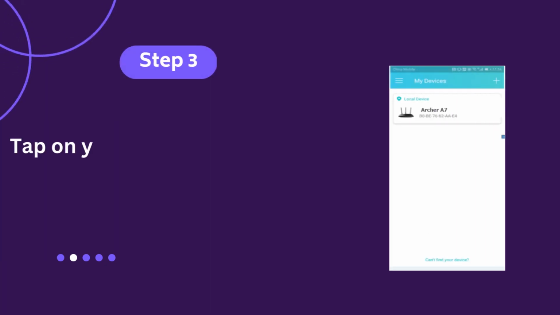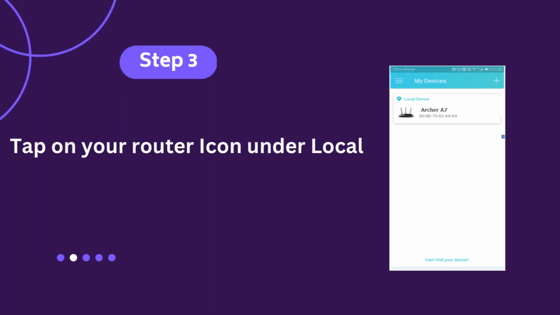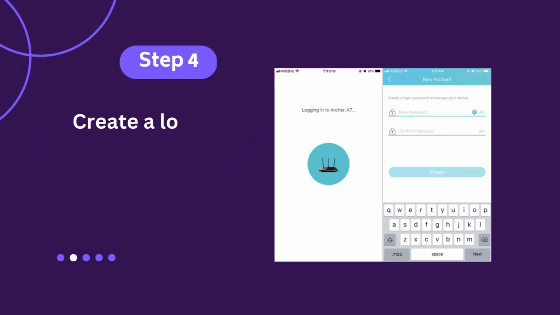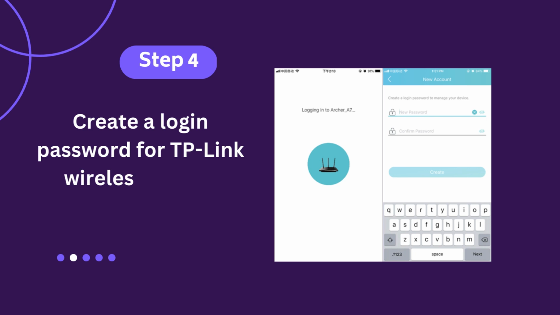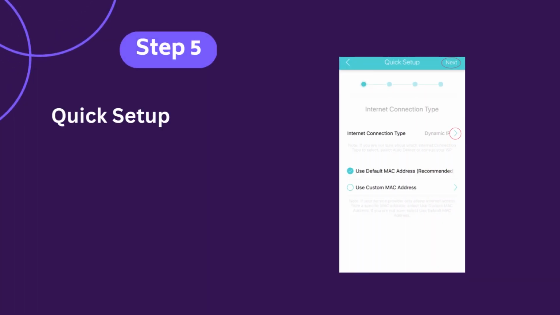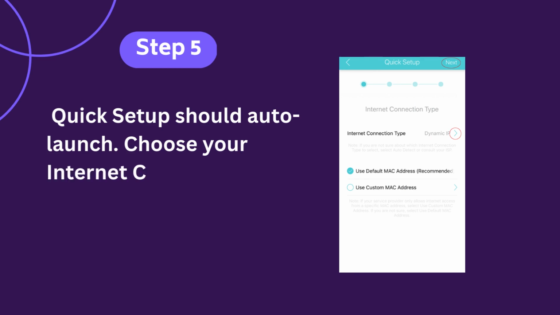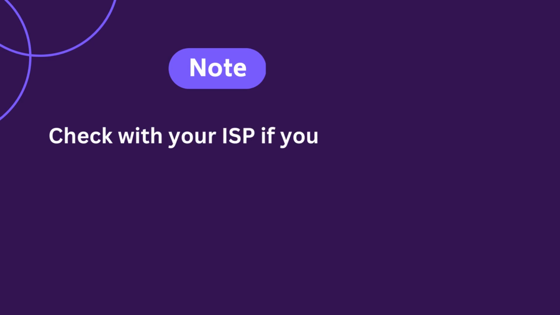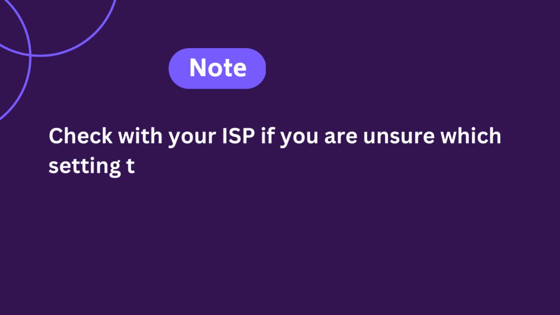Step 3. Tap on your router icon under Local Devices. Step 4. Create a login password for TP-Link Wireless Router. Step 5. Quick setup should auto launch. Choose your internet connection type and tap Next. Note: check with your ISP if you are unsure which setting to use.